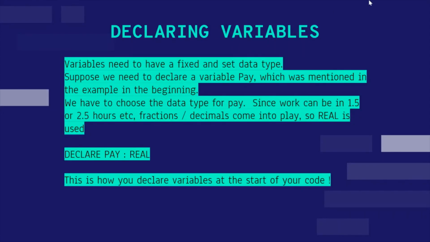Declaring variables. Variables need to have a fixed and set data type. Suppose we need to declare a variable pay, which was mentioned in the example in the beginning. We have to choose the data type for pay. Since work can be done in 1.5 or 2.5 hours, that is fractions or decimals, real is used. So how do we declare our variable which has the data type real? Well, it is done by declare pay real. This is how you declare variables at the start of your code. So the general format is declare variable data type.